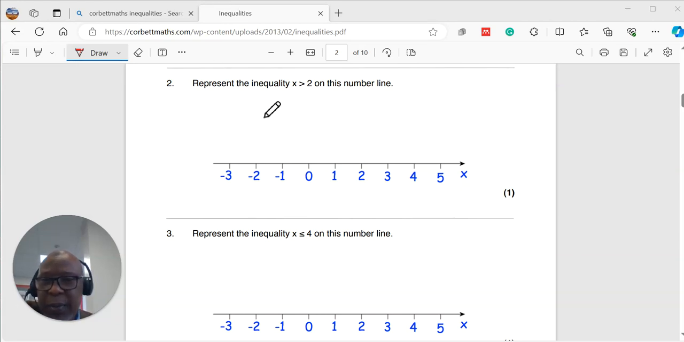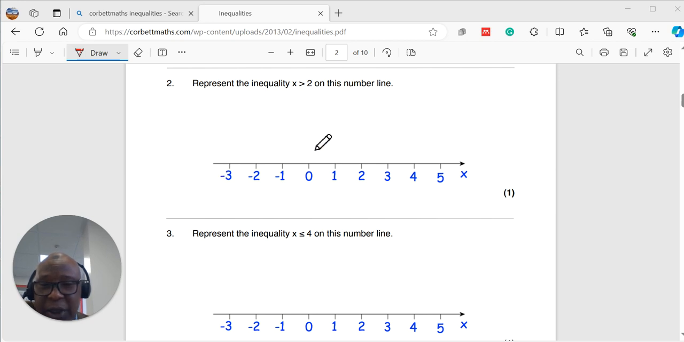Okay, here are some questions for a general introduction to inequalities, for year 7s, 8s and whoever's dealing with introductions to inequalities. This is a question to start off with. Represent the inequality x is greater than 2 on this number line.